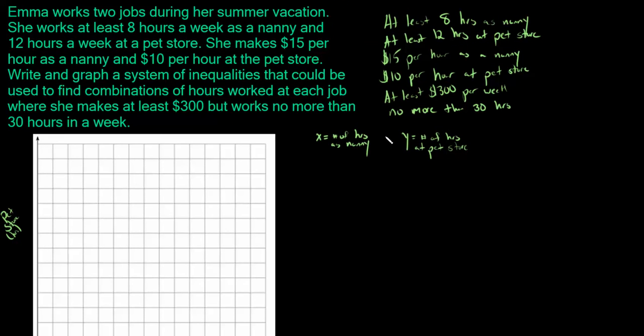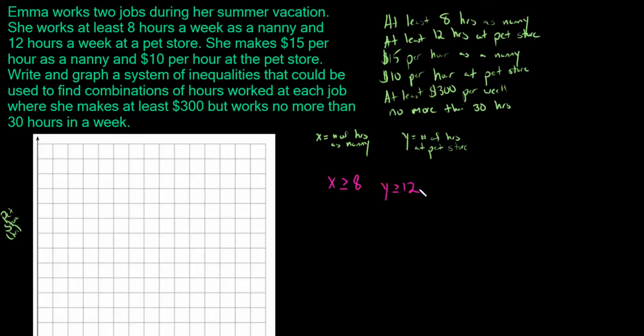Now we have to make sure we write a system of inequalities. Let me do this in a darker color so you can see it on the graph. She has to work at least 8 hours as a nanny. Well, x is the number of hours she works as a nanny, so the amount of hours she works as a nanny each week is at least 8. So x is greater than or equal to 8. And she also works at least 12 hours at a pet store, so that's going to be y greater than or equal to 12. These are 2 of our inequalities for this system.